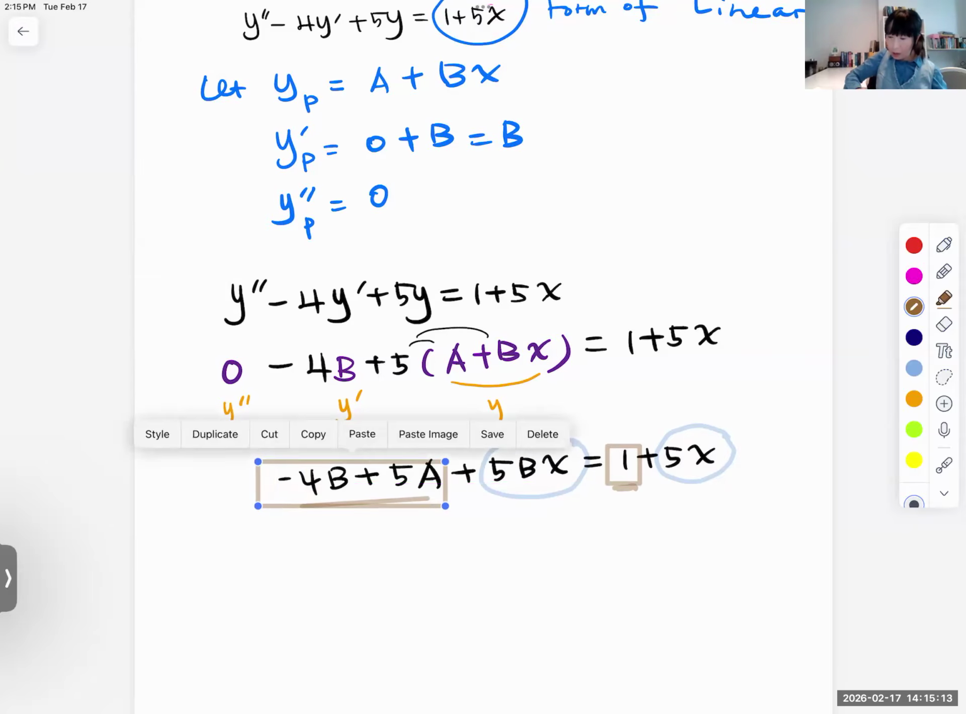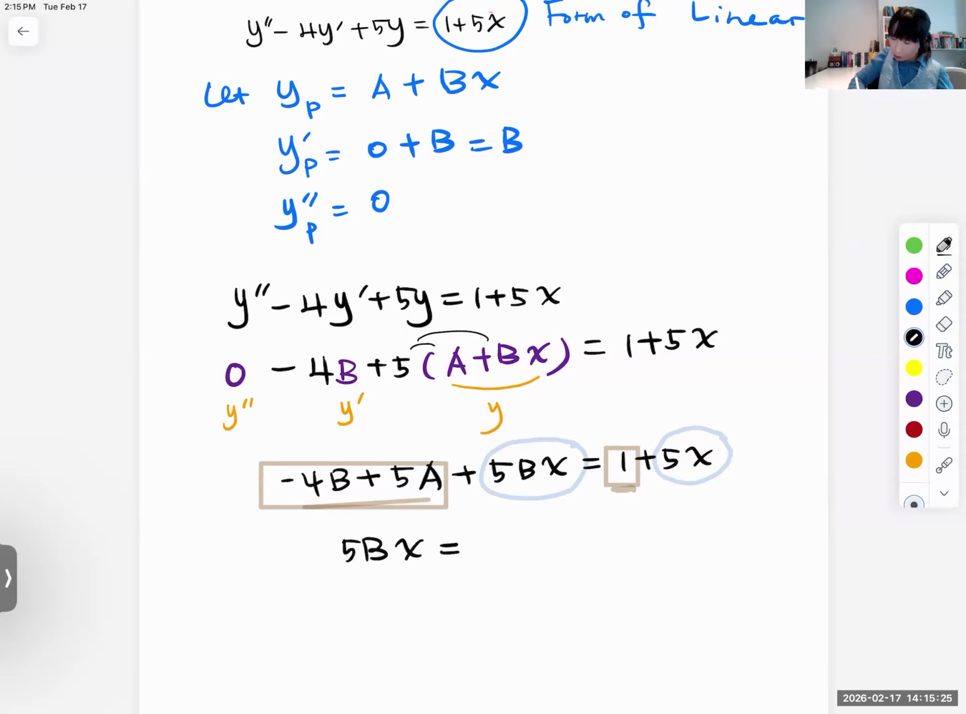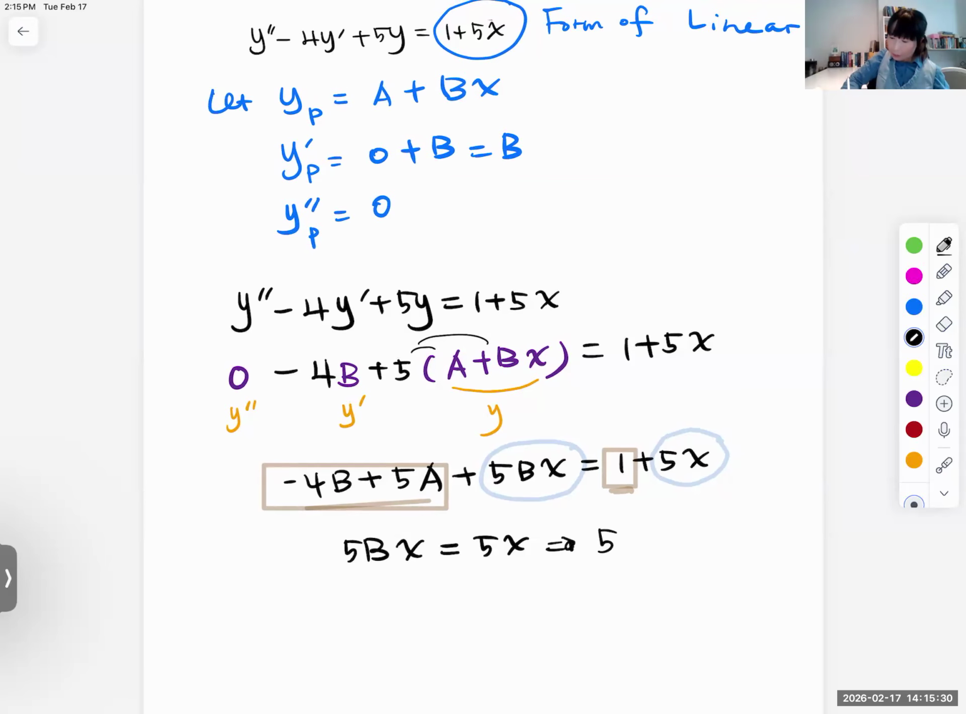All right, so let me rewrite those. Let's see, 5x first. 5bx equal to 5x. That means 5b equal to 5, right? Okay, then solve for b. What do you get? Then b will be 1, right? Okay, very good.